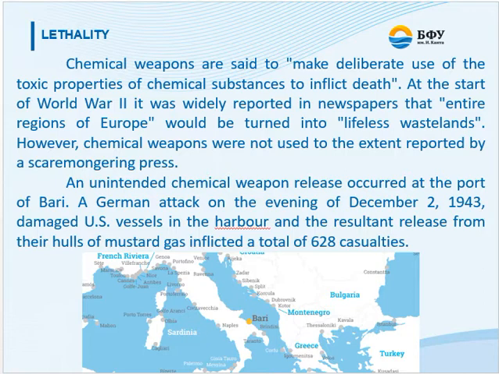An unintended chemical weapon release occurred at the port of Bari. A German attack on the evening of December 2, 1943 damaged US vessels in the harbor, and the resulting release of mustard gas from the hulls inflicted a total of 628 casualties.